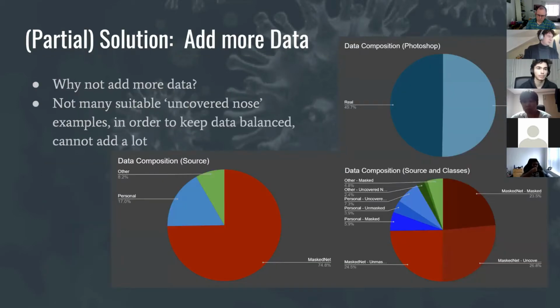Our partial solution was to add more data. Part of it was from the YOLO data set that Kieran mentioned. Part of it was our own data, and you can see some of the splits there. Next slide, please.